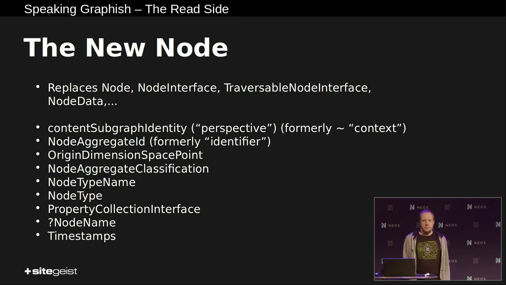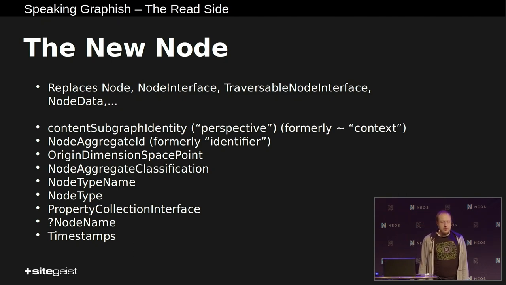So what do we get if we call for nodes? I mean, obviously, that's the main use case. We get nodes. The new node replaces node, node interface, traversable node interface, and node data. So it gets a lot easier. It contains just a few properties, actually. It's the content subgraph identity. That's the perspective it was fetched from, basically.